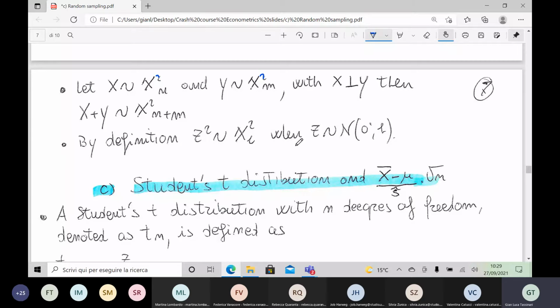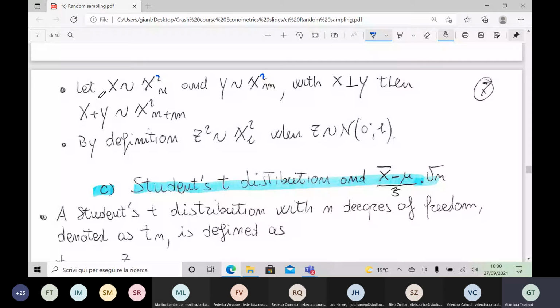Really, I forgot that I reported here these two properties, I mean, two observations. Let x be a chi-square with n degrees of freedom, and let y be another random variable following a chi-square with m degrees of freedom. Assume that x and y are independent, okay? Then it follows that the sum x plus y is another random variable, obviously, which follows a chi-square distribution with n plus m degrees of freedom.